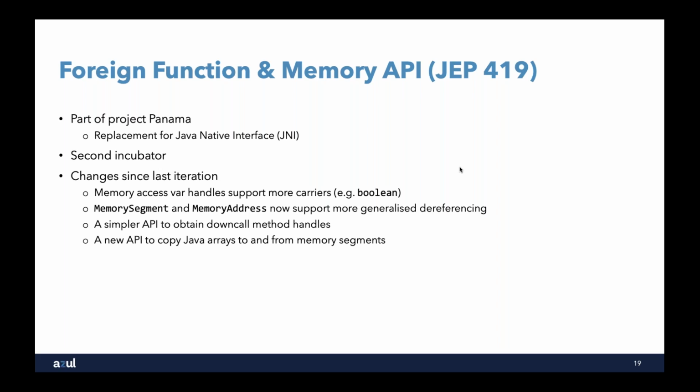First is that the memory access var handles support more carriers, meaning there are more types that we can use there, for example, Boolean. Also, memory segment and memory address now support more generalized dereferencing, which just makes it a little bit easier to use those. And probably the big one for me was that the API to obtain the down call method handle is simpler. In the example I showed you on the slide earlier, where we get the reference to the getPid function, that has changed, and it's a lot simpler than it used to be. And then there's also a new API to copy Java arrays to and from memory segments, which is the one that I showed you on the previous slide.